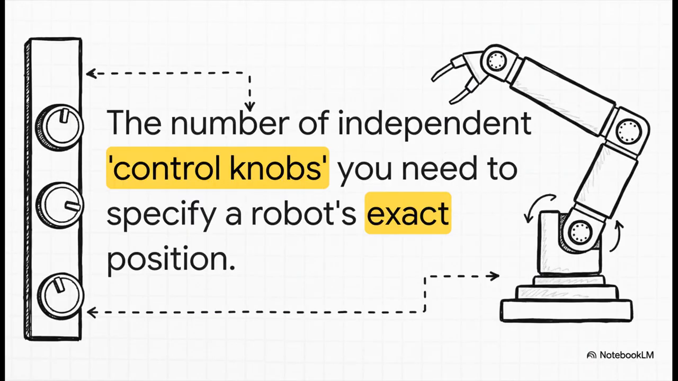But that's a bit dry. Here's a much better way to think about it. Just imagine you have a control panel for the robot with a bunch of knobs on it. The number of degrees of freedom is simply how many of those knobs you have to turn to put that robot into any possible position it can reach. It's the number of independent controls.